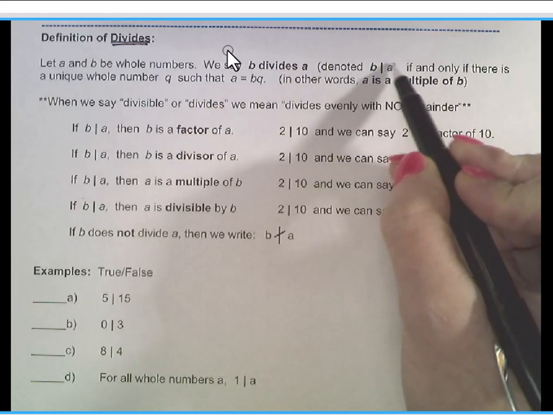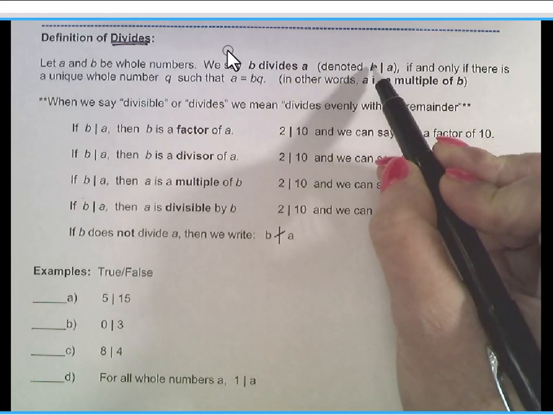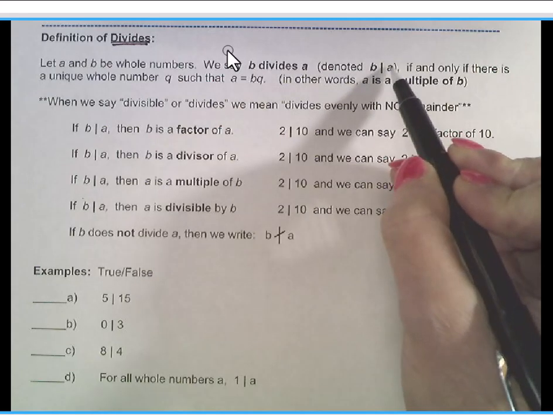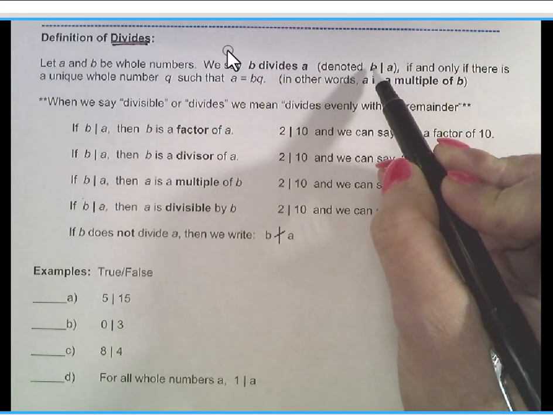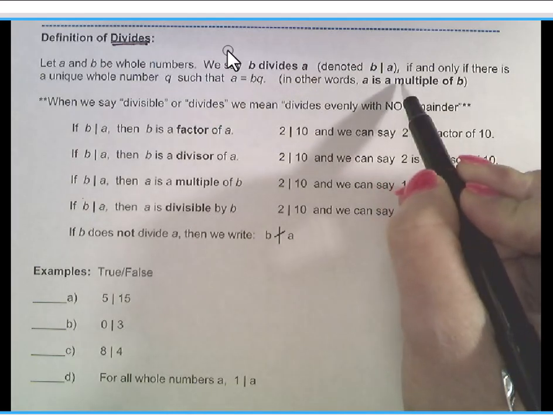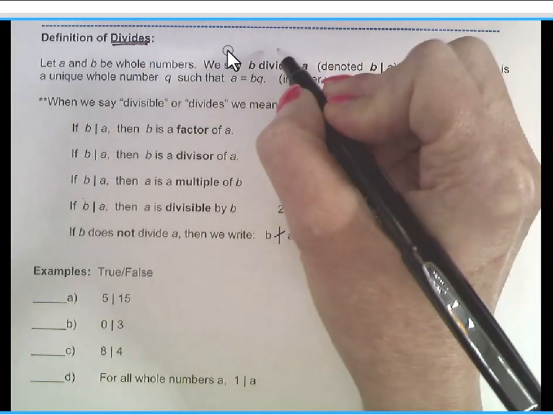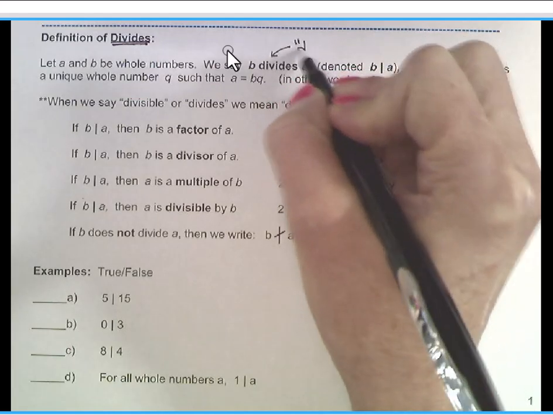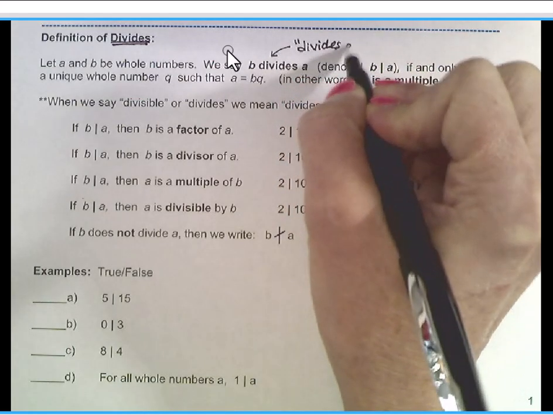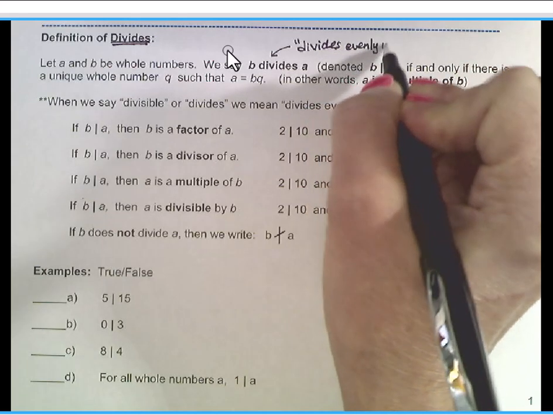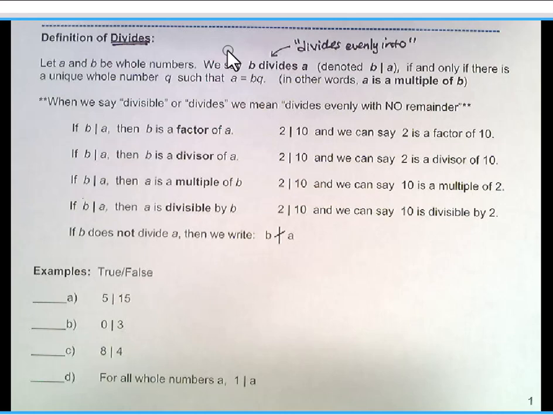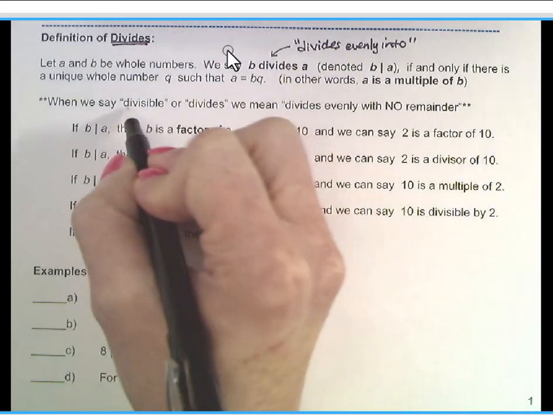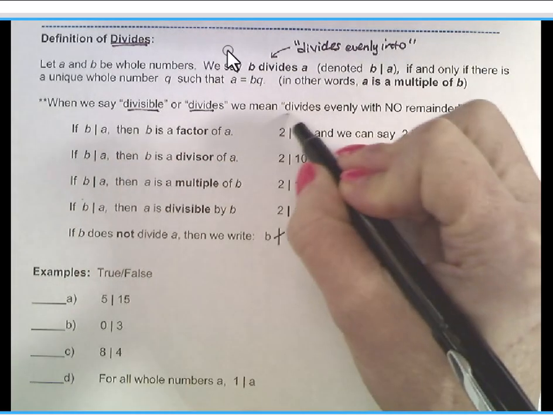So in other words, the second number is the first number B times something. So that would make the second number a multiple of the first number. So we say A is a multiple of B. So when we say divides, we mean divides evenly into. Meaning, when we say a number divides another number, we mean that it divides evenly with no remainder. Okay? So when you say divisible or divides, what you're saying is no remainder.